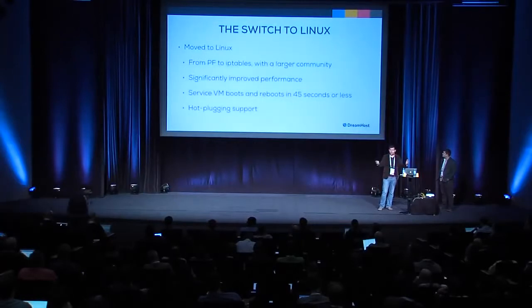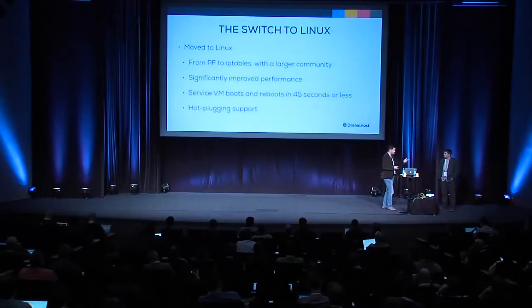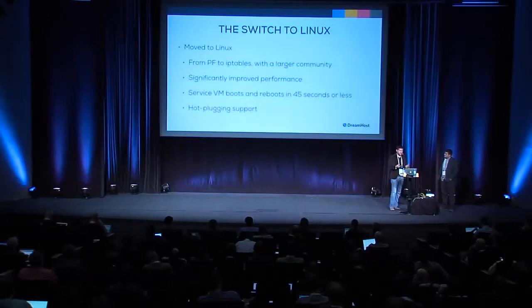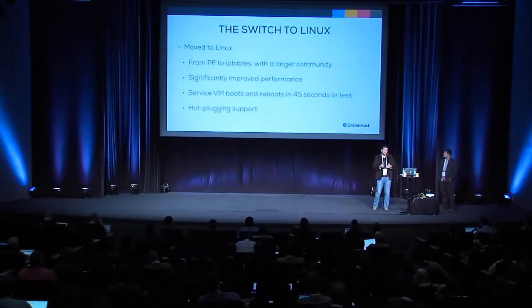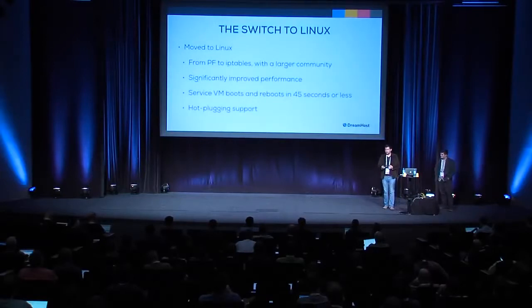Now, at the time, we already had Akanda working, and it was just a matter of spending a brief period of time, and by spending a brief period of time, I mean locking Ryan in a room for a few weeks and moving over. So we switched from OpenBSD to Linux, from packet filter to iptables, and we got a much larger community, a lot of support, a lot of knowledge we already had in-house around iptables. We got better performance, and now we can build and reboot service appliances, service VMs, in about 45 seconds, which is a much more acceptable time period. And we also got hot plugging support, and Ryan will address why that's interesting in a little bit.